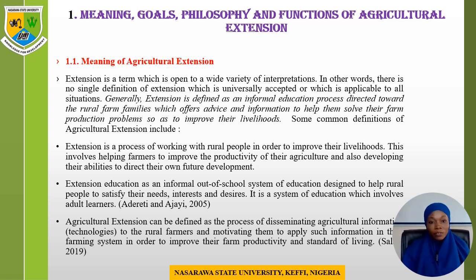We are going to start with the first content, which is the meaning, goals, philosophy, and functions of agricultural extension. What is agricultural extension? Agricultural extension is a term that is open to a wide variety of interpretations. There is no single definition of extension which is universally accepted or that is applicable to all situations. But generally, extension is defined as an informal education process that is directed towards the rural farm families, which offers advice and information to help them solve their farm production problems so as to improve their livelihood or standard of living.